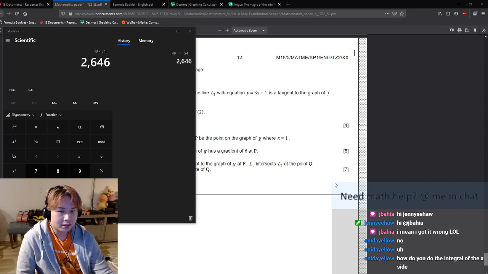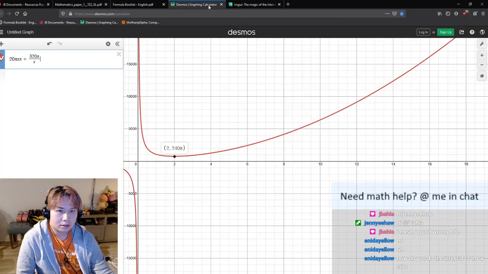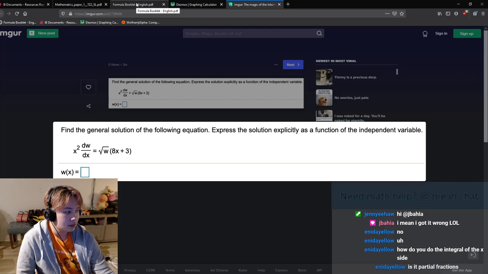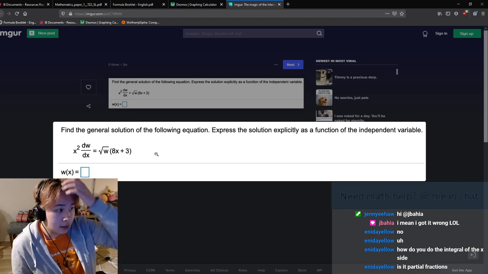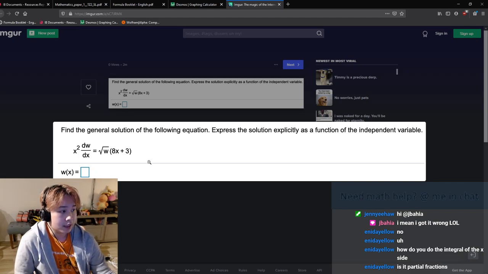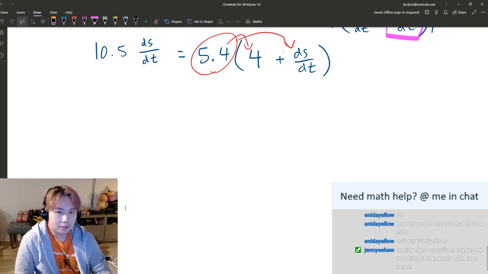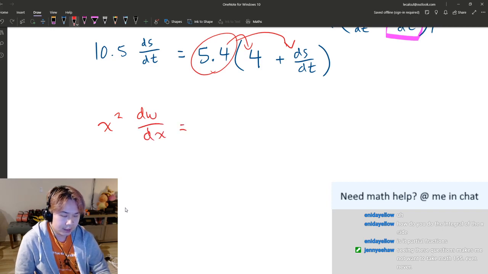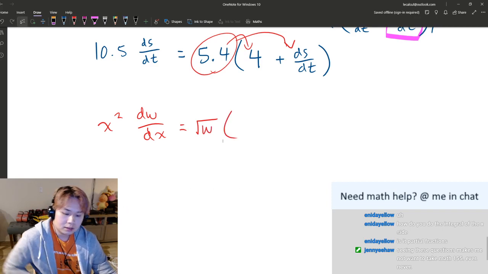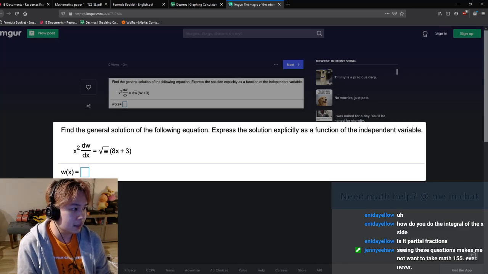How do you do the integral on the x side? Is it partial fractions? No, you just divide through the x squared and then you're going to get some pretty easy terms. So what do we got? X squared dw dx. And then over here we have what? Root w something. I thought you were taking it this semester, Jenny.